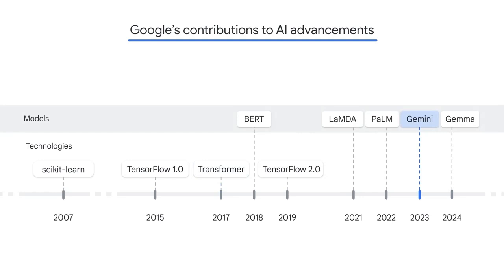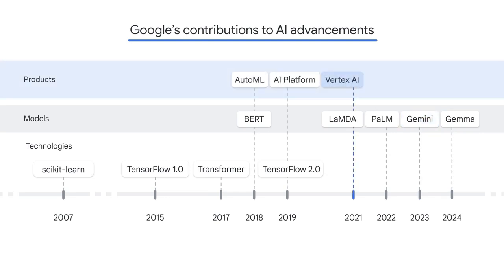From this, large language models evolved rapidly, including bidirectional encoder representations from transformers, BERT, in 2018, language model for dialogue applications, LaMDA, in 2021, Pathways language model, PaLM, in 2022, Gemini, the most recent cutting-edge GenAI model to process multimodal data, released at the end of 2023, and Gemma, an open model released at the beginning of 2024.